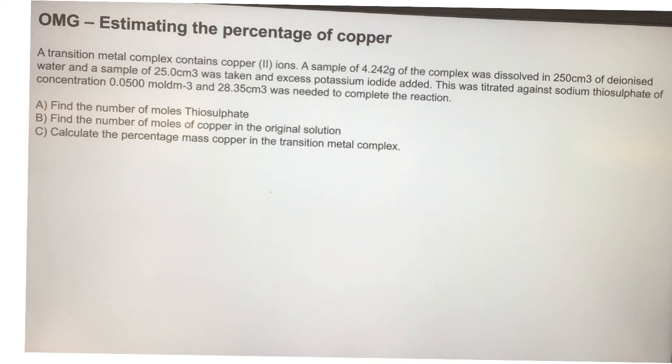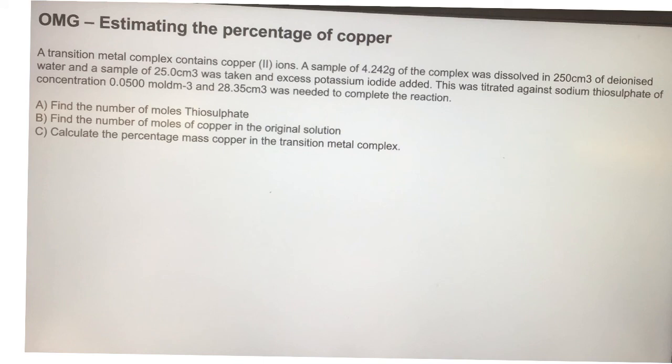A transition metal complex contains copper 2+ ions. A sample of 4.242 grams of the complex was dissolved in 250 centimetres cubed of deionized water, and a sample of 25 centimetres cubed was taken and excess potassium iodide added. This was titrated against sodium thiosulfate of concentration 0.05 moles per decimetre cubed, and 28.35 centimetres cubed was needed to complete the reaction. A. Find the number of moles of thiosulfate.